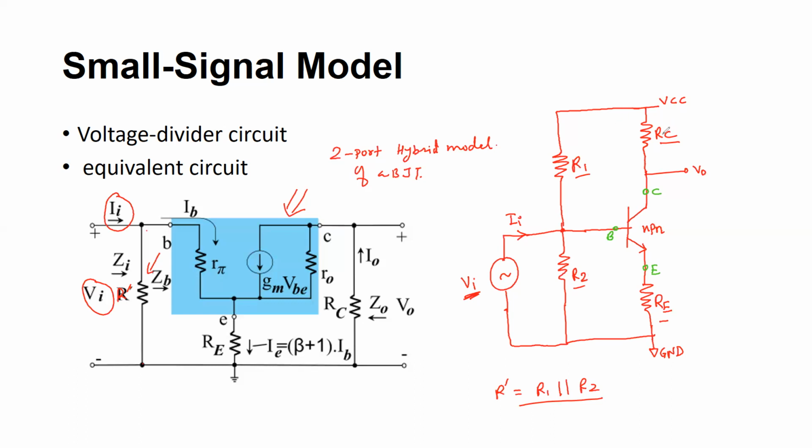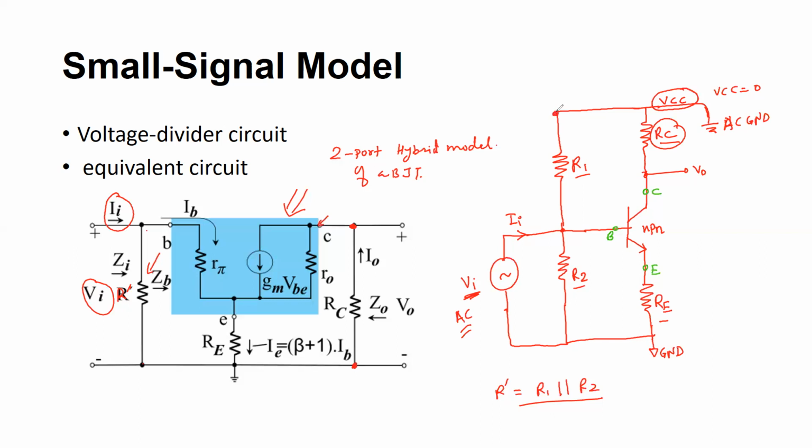So when I draw the small signal model, I have to set VCC equal to 0. It means I have to connect this terminal to ground while doing the small signal analysis. Because this is an AC source, it is connected to an AC ground. And then I make the model like this. So RC is connected between the collector and the ground. RC is connected to the collector and the ground pin.